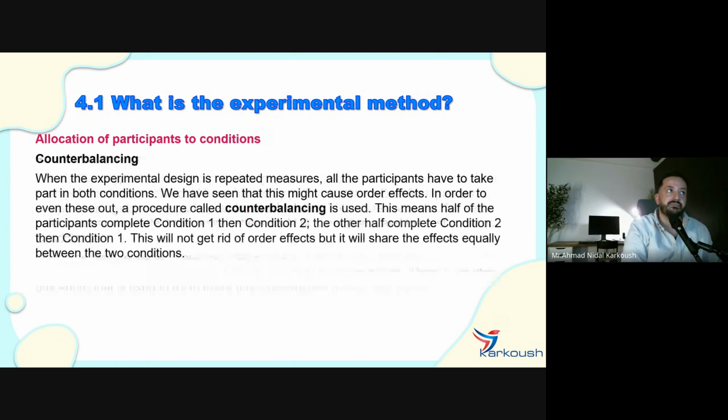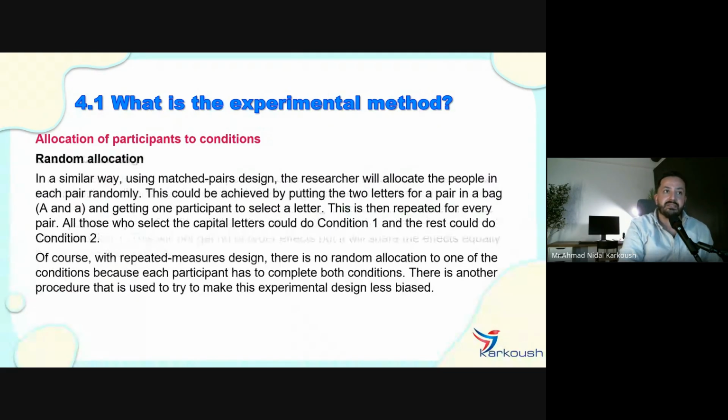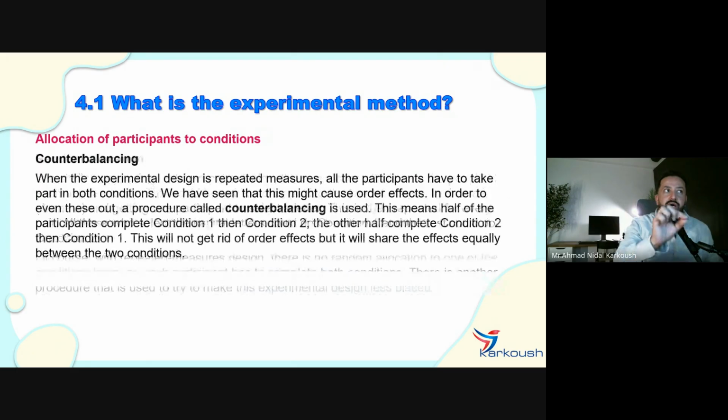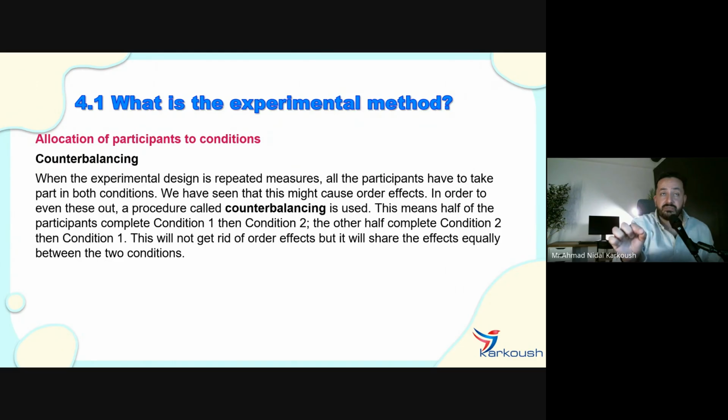Exactly. That's it. So here something called counterbalancing happens. If I have an experimental design called repeated measures and I want to do it very precisely, I want to actually get the best results, what should I do? I do counterbalancing. When the experimental design is repeated measures, all the participants will have to take part in both conditions. So we have seen this might cause order effect.